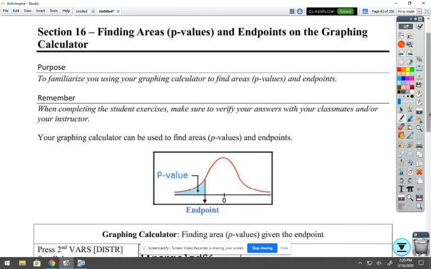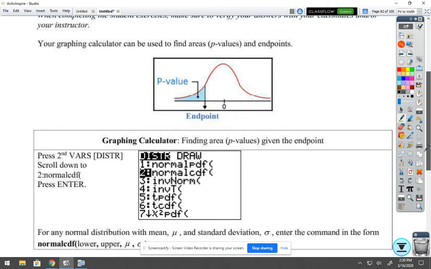Welcome to Section 16, finding the area or p-value and/or endpoints using a graphing calculator. So it says that your graphing calculator can be used to find p-values and endpoints both. The p-value is the designated area under a curve from some given point in some direction, or between two points. And the endpoint itself is the cutoff place where that area stops.